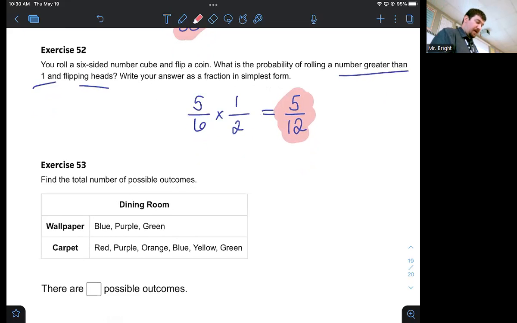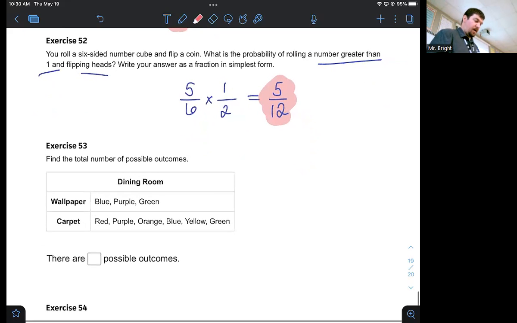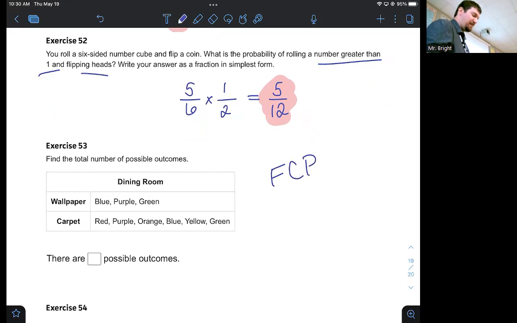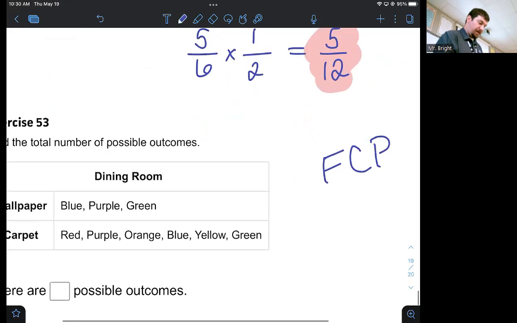Number 53, find the total number of possible outcomes. This is, again, going to use the fundamental counting principle, but it's not a probability. Fundamental counting principle, FCP. We're not going to write our answer as a fraction. We're just finding the number of outcomes. So how many choices do we have for wallpaper? 3. And for carpet? And what do we do with those numbers? And that makes how many?